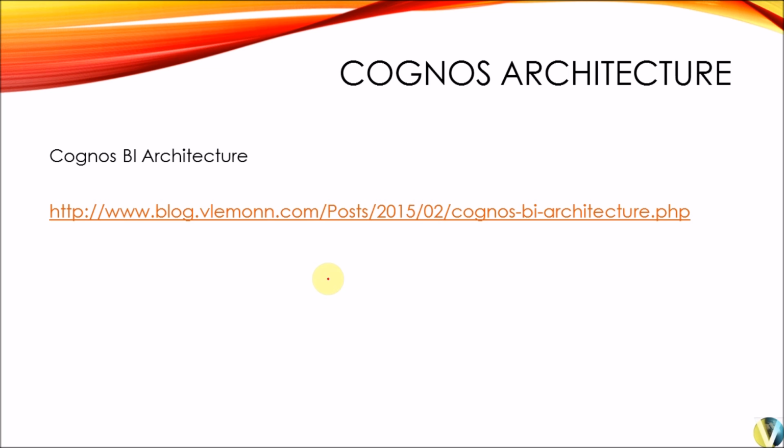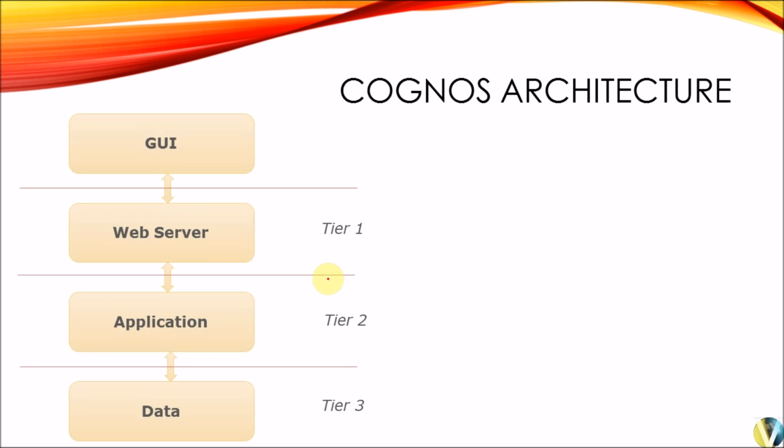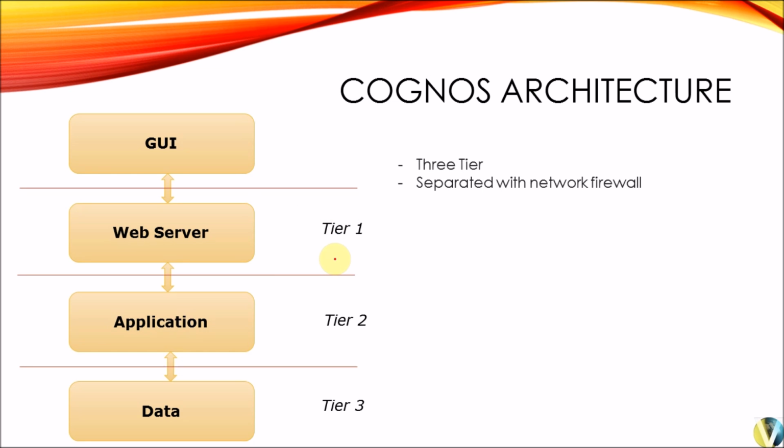So let's start. What is Cognos architecture, or how does Cognos work, or how does Cognos architecture work? This is a very basic diagram of Cognos architecture, and we are going to add lots of stuff to this diagram in the further slides. For explanation, we divided Cognos architecture into three tiers. One is web server, another is application server, and the third one is database server.